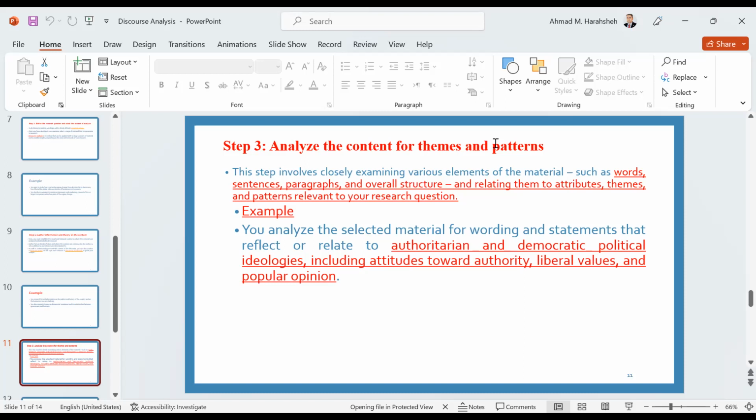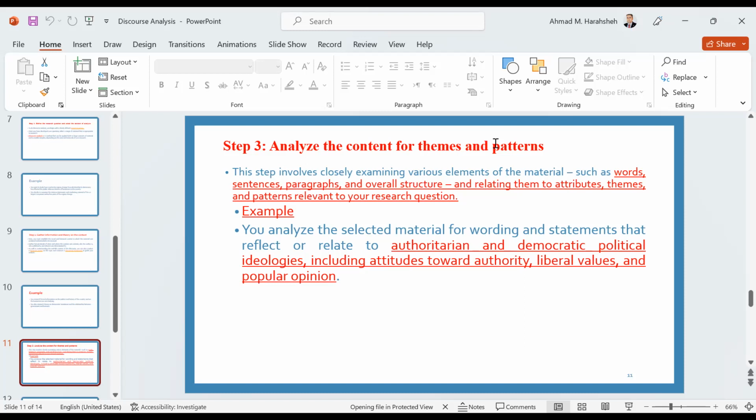This step involves closely examining various elements of the material, such as words, sentences, paragraphs, and overall structure, and relating them to attributes, themes, and patterns relevant to your research question. For example, you analyze the selected material for wording and statements that reflect or relate to authoritarian and democratic political ideologies, including attitudes toward authority, liberal values, and popular opinion.